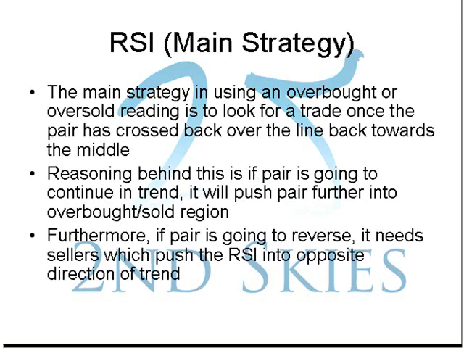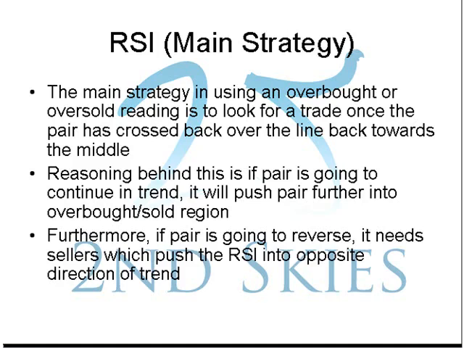The main, simple, direct strategy for using the RSI is waiting first of all for it to hit an overbought or oversold reading. Then once a pair or stock or commodity has hit this overbought or oversold reading, we want the line to cross back over towards the middle.